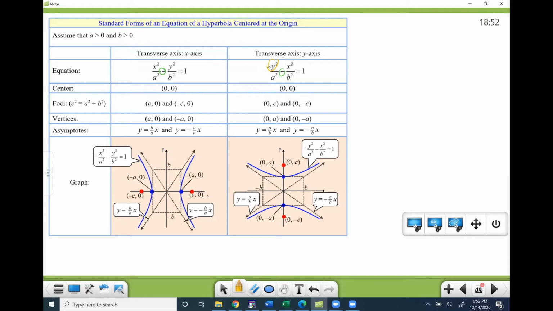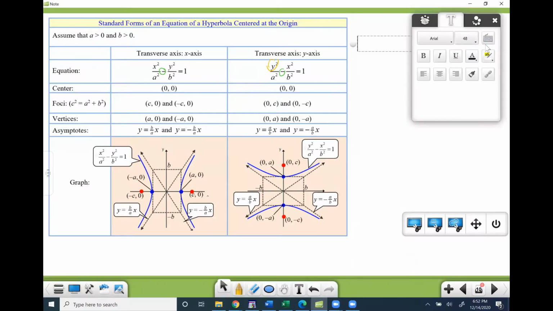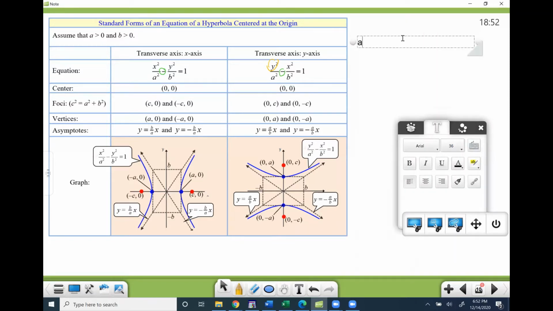So A squared, you guys, has nothing to do with who's bigger. A squared will always be the first. So A squared is no longer the biggest. It's whoever's first.